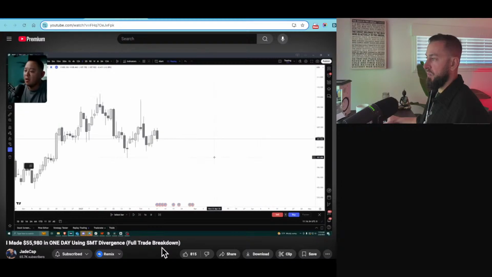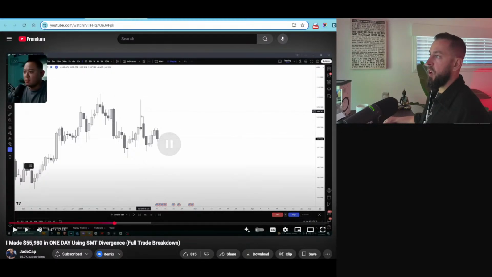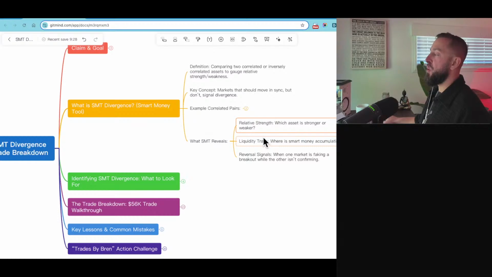So when I'm trying to spot SMT divergences and how I actually trade them, not all SMT divergences are going to work the same. Some of them will be strong. The key is you need to have a high time frame draw on liquidity. So, breaking down this dollar, let's underline that. What you want is a liquidity trap. Where's the smart money accumulating?